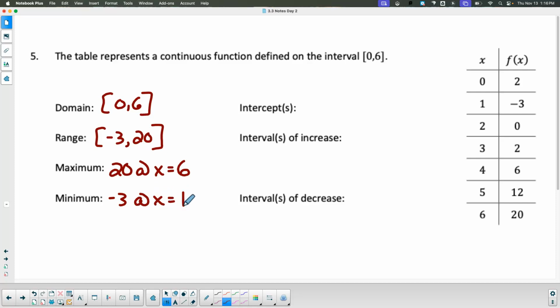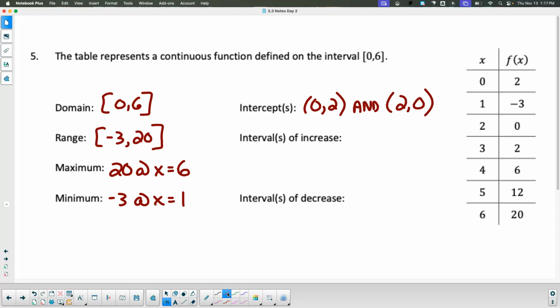Do we have an intercept? Yes. 0, 2. Which one is this one? 0, 2 is my y-intercept because x is 0. And 2, 0 is my x-intercept because y is 0. Yep. Okay. So, let's talk increasing, decreasing.